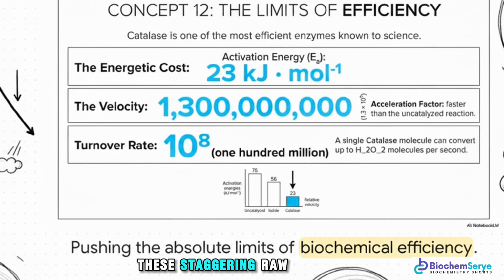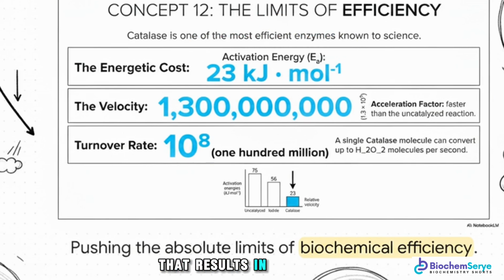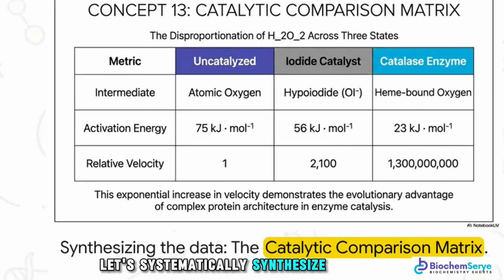Just look at these staggering raw metrics. The activation energy drops all the way down to a mere 23 kilojoules per mole. Due to our exponential kinetics, that results in a reaction velocity 1.3 billion times faster than the uncatalyzed baseline. But the truly unbelievable number, the turnover rate. A single, distinct, individual catalase protein converts up to 100 million toxic molecules into safe water and oxygen every single second. Absolutely mind-blowing. Let's systematically synthesize this.